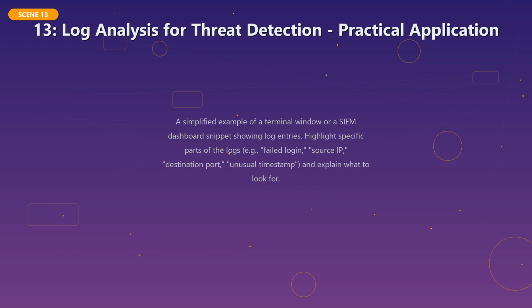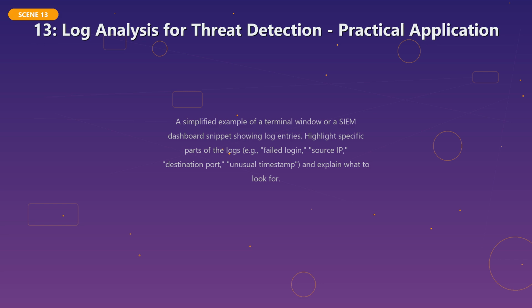4. Malware activity. What to look for: antivirus alerts, execution of unknown processes, suspicious file creations or modifications, or unexpected outbound connections from endpoints. Example log pattern: an antivirus log showing detection equals Trojan.Emotet, file equals C:/users/public/malware.exe. Or a system log showing a new, unsigned executable running from a temporary directory.